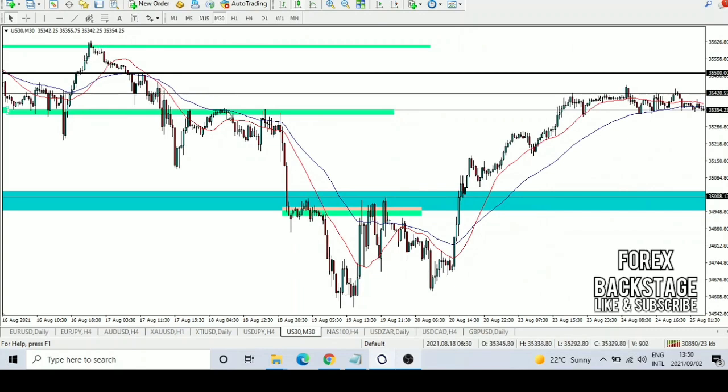This is the structure: high, lower high, lower high. Let me mark it properly. Lower high region over here, sell opportunities there and there, lower high. Then what happened? Price reached this point, it broke the trend. How do we break the trend? Once we go above a previous lower high, we have broken the trend.